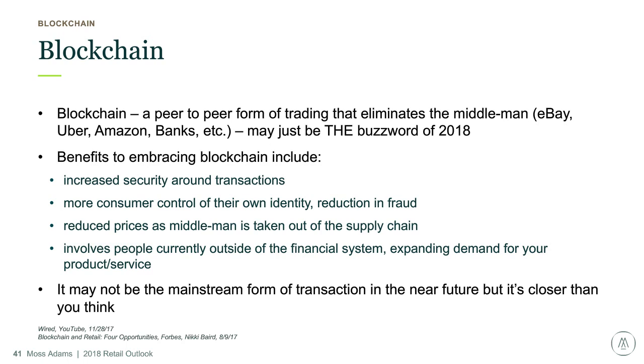So as you can imagine, this is purely between the people who exchange information, goods or money or whatever. You don't need a third person. The benefits of that, as you can see here, are increased security around transactions because there are not as many parties touching them. And then there is more consumer control over their own identity, reduction in fraud and all the stuff. Of course, there will be no middleman.